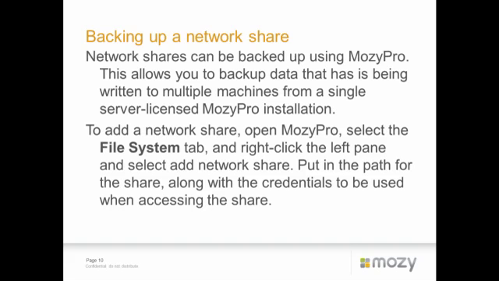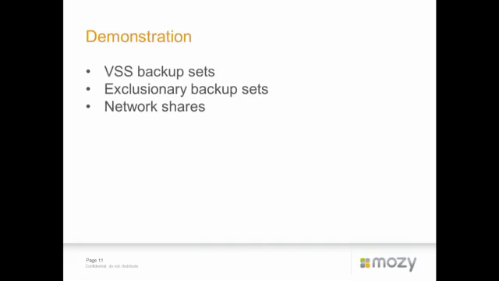To add a network share, it's pretty simple. You open MozyPro, you go to the File System tab and right-click in the left-hand pane and select Add Network Share, which is right there, easy to select. Then you put in the path for the share and whatever credentials you're going to use when accessing that share, and click OK. And it saves it, and then you have that share enabled. Then you can go in and select files on that share as well. We're going to give a bit of a demonstration on the basics of this in just a few minutes.